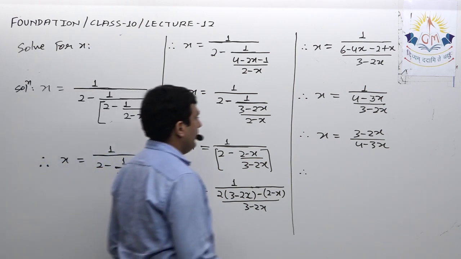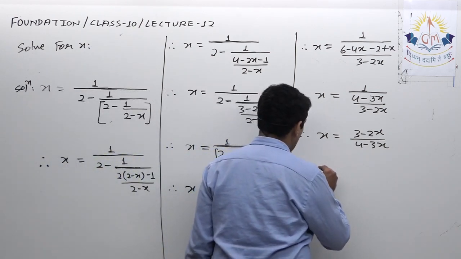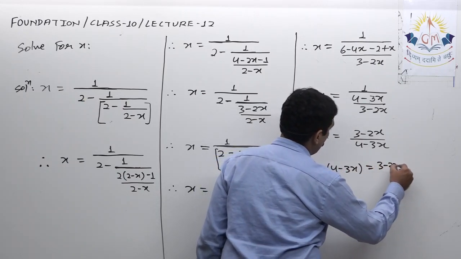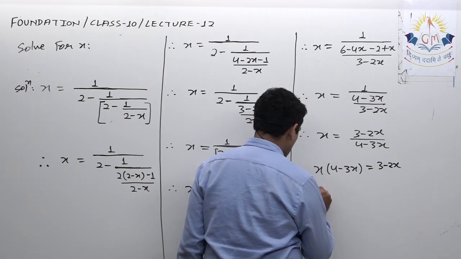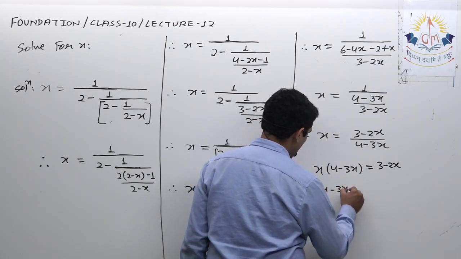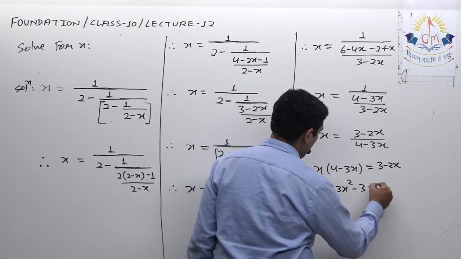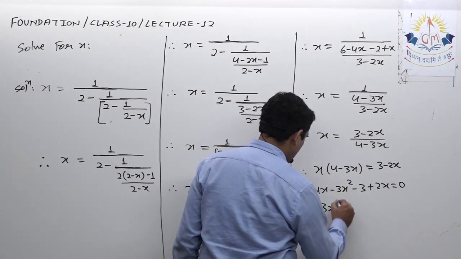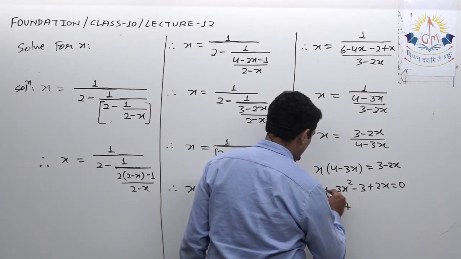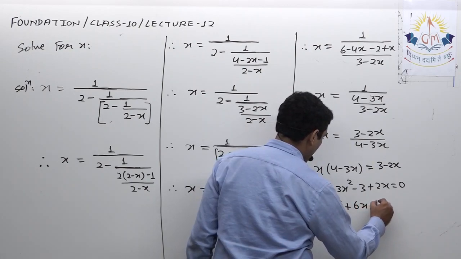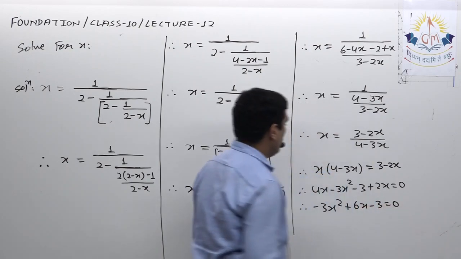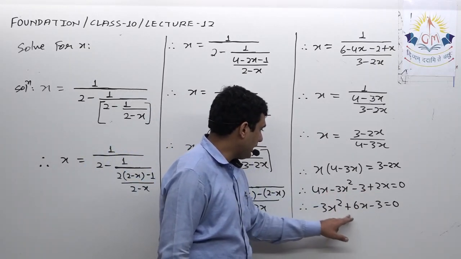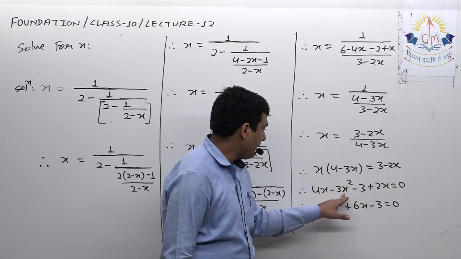Okay, so let us see how to solve it. x multiplied by 4 minus 3x is equal to 3 minus 2x. Therefore this is 4x minus 3x square minus 3 plus 2x is equal to 0. So minus 3x square plus 4x plus 2x, that is 6x, minus 3 is equal to 0. So that is almost done.